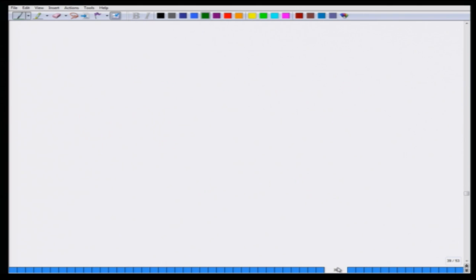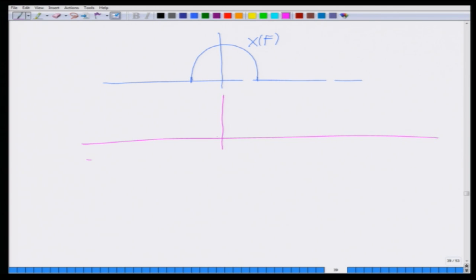And now, we can see what happens in this scenario. We can consider two scenarios. In the first scenario, let us say my transmitted signal has a certain frequency response, this is X(f), and my channel has a certain response, H(f). This is the bandwidth of the signal, BS, which is less than the bandwidth of the channel, BC, the flat portion of the bandwidth of the channel.